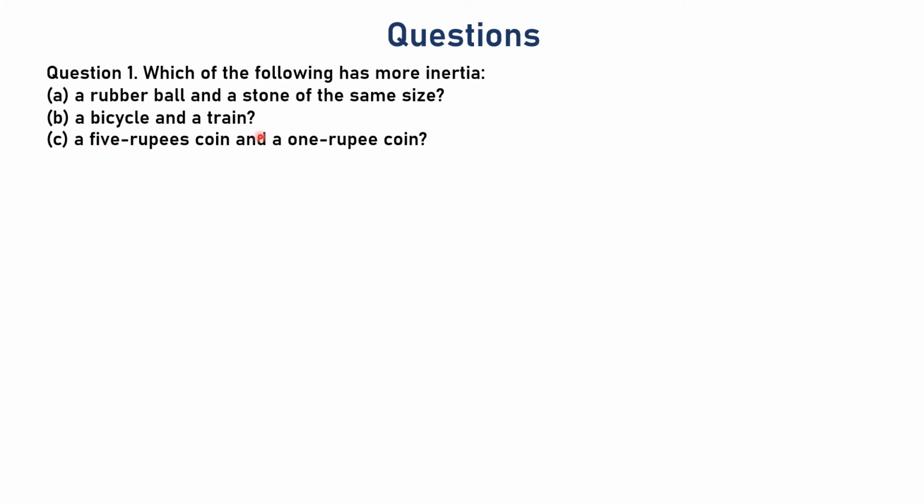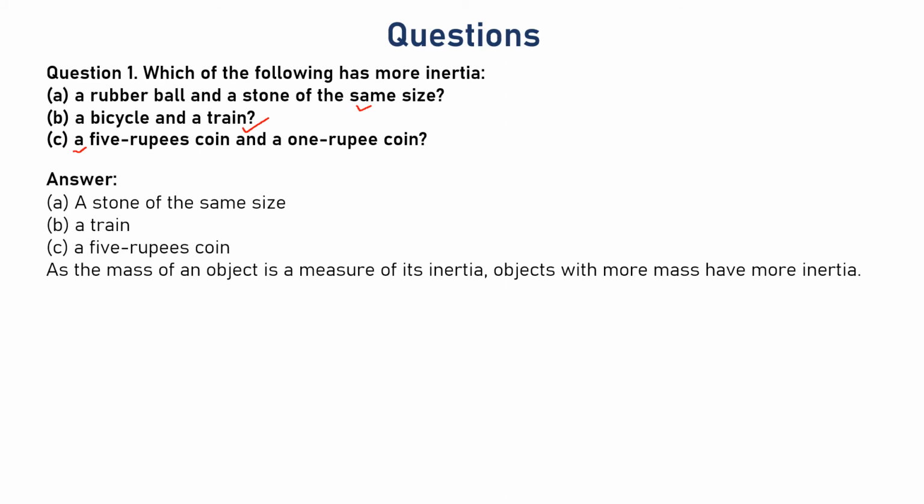A bicycle and a train, very obviously it is the train, because the train has more mass. A 5 rupee coin and a 1 rupee coin. The 5 rupee coin will have more mass as compared to the 1 rupee coin, so the 5 rupee coin will have more inertia. The 5 rupee coin, the train and the stone will have more inertia, because all three of them have greater mass as compared to the other. So let's see the answer. Yes, you can note down these answers, children.